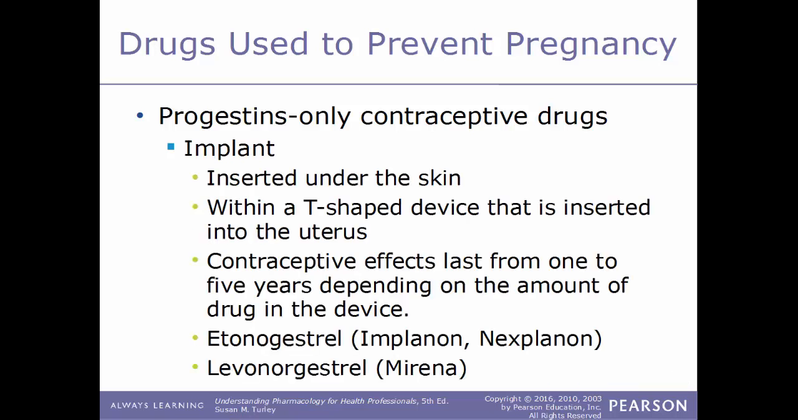Some other examples of a progestin-only contraceptive drug are implants. Now, some can be inserted underneath the skin. Some can be inserted into the uterus in a device that has a T shape to it. And the contraceptive effects of these drugs can last from 1 to 5 years, depending on the amount of the drug within the device. And some examples of an implant like this would be etonogestrel, known by the trade names Implanon and Nexplanon, and levonorgestrel, also known by its trade name Mirena.